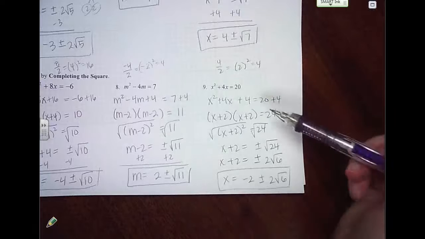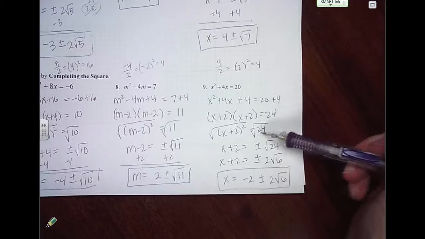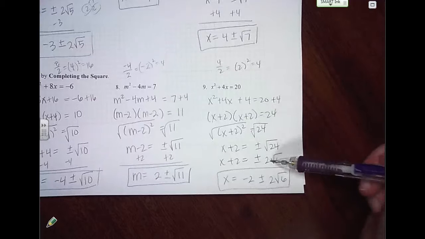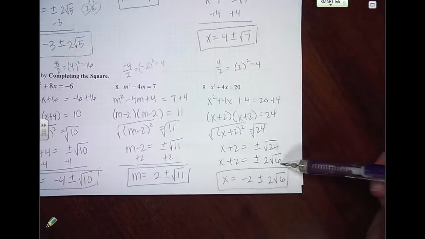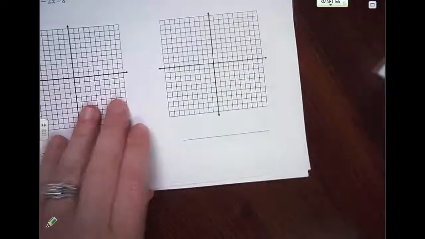Okay, and then I did the last one, number 9. The only difference here is that 24 could be reduced, so I broke it down into 2 square root 6. But otherwise, it's the same as 7 and 8.